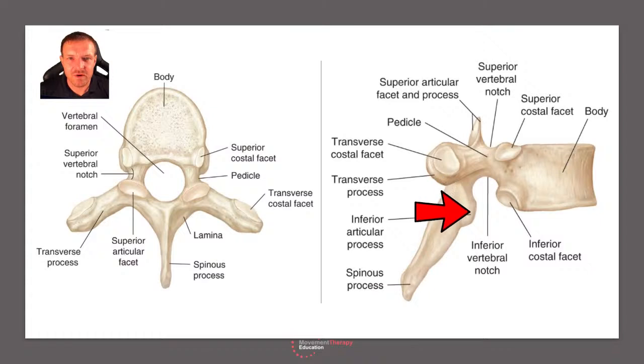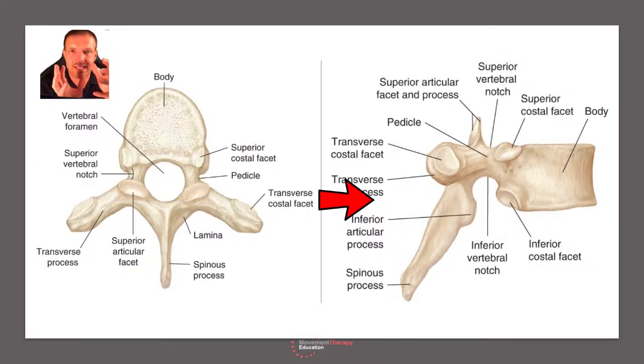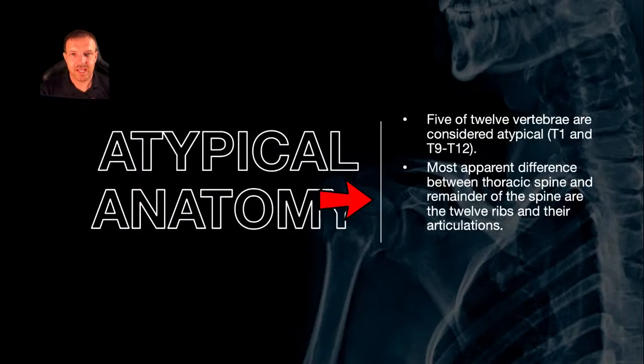And then the inferior facets are these ones, so the inferior articular process. Again, if you've got a vertebra on top of there, that one will join that one, and they'll slot together like we just saw on the video. So that's the main bony anatomy of the thoracic vertebra, but they are different in different bits.